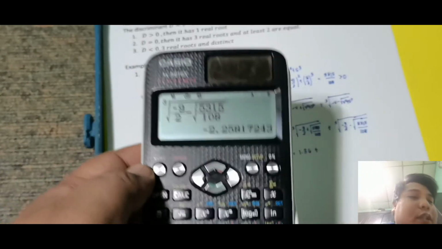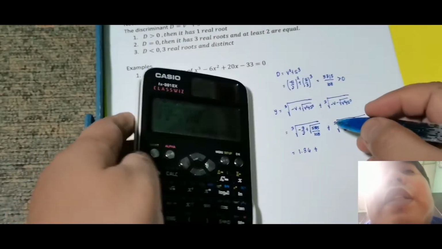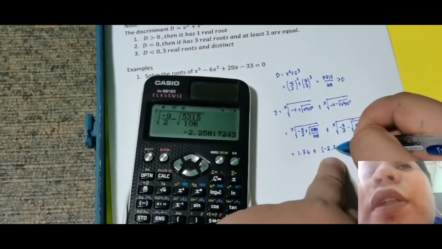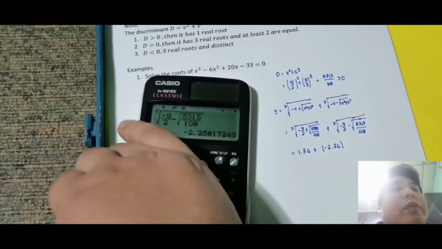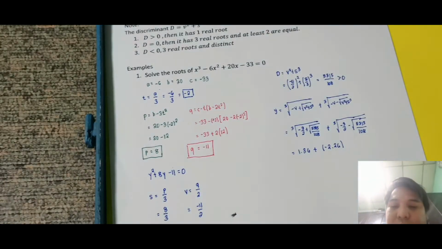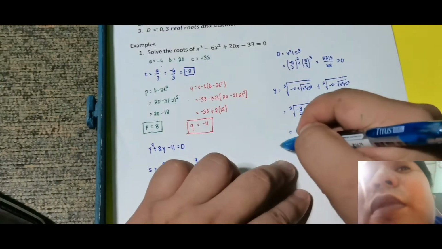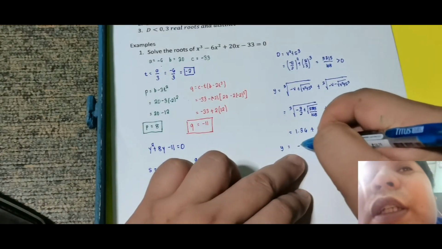Okay, yung value ng isa ay negative 2.26. So pag pinag-add natin yan, 1.36 plus negative 2.26, that is negative 0.9. So y is equal sa negative 0.9.